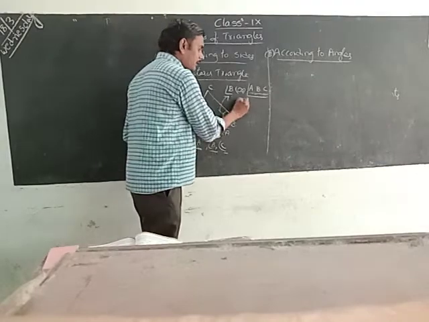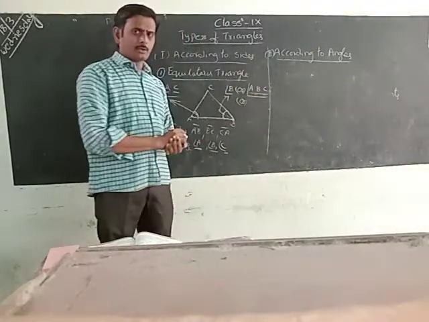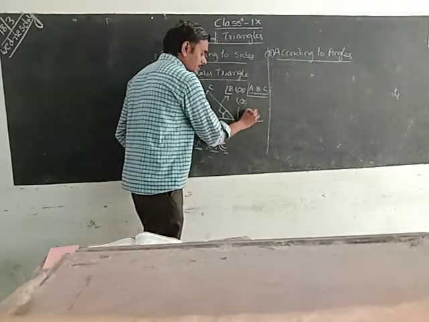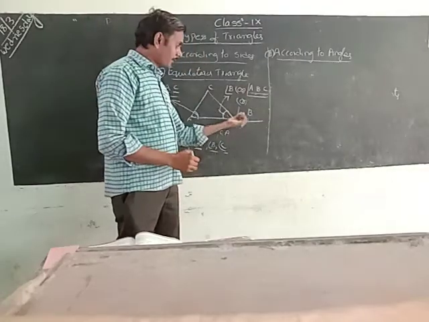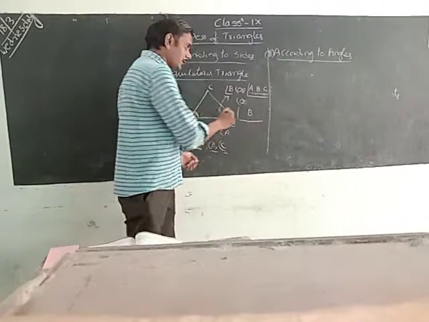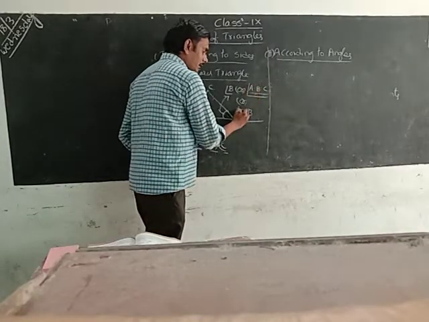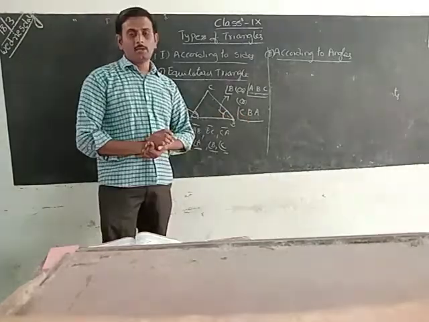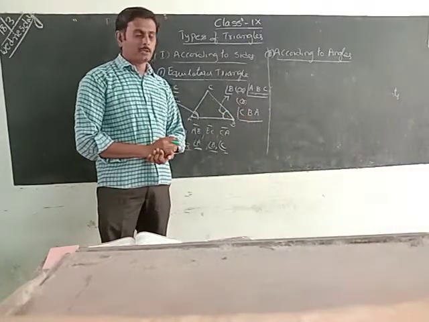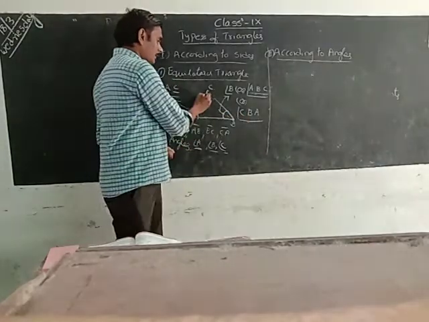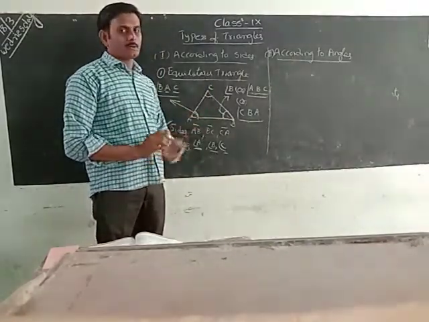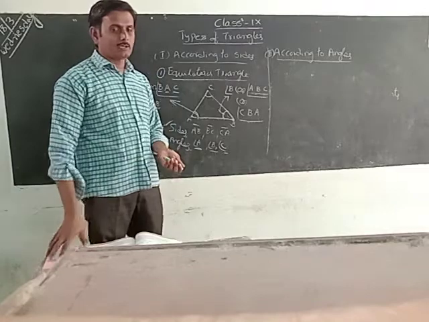For this angle we can write another notation. How can we write it? The vertex should be in the middle. The first and last letters are interchanged. A, C becomes C, A. Now we get angle CBA. Similarly, we can write angle C also. A, B, C are called vertices.